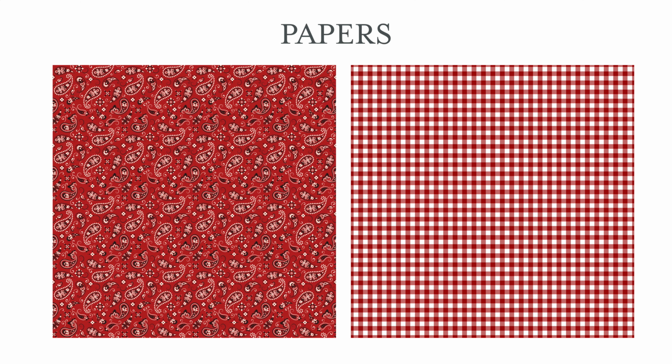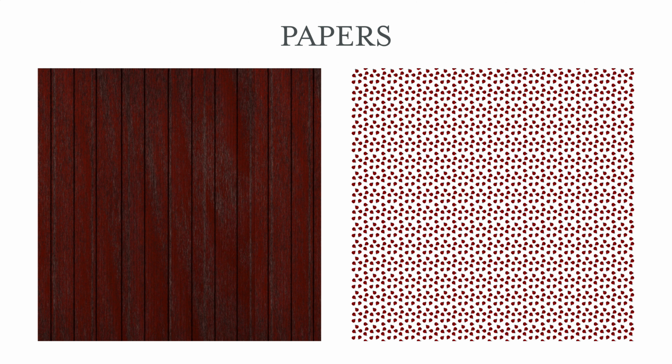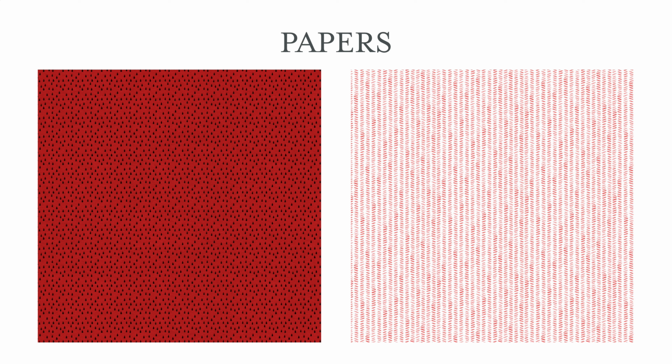I have to show off the papers, this fun bandana print, and the cute sort of larger gingham check to feel like a picnic. The dark redwood barn, and those cute little ladybugs again. A watermelon seed paper, and sort of a hash stripe, little ticking stripe is probably the word I'm looking for. But I love that with the red and white.